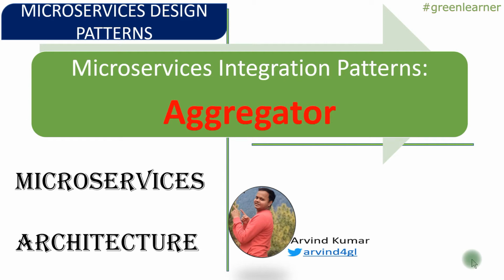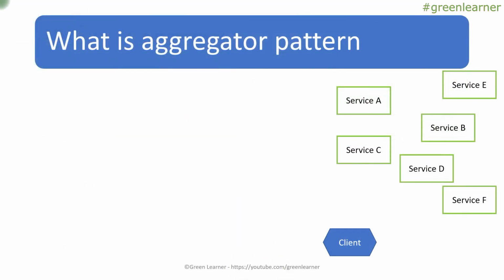Hey everyone, under microservices integration patterns, in this video we are going to look at the aggregator pattern. The aggregator pattern is all about combining the responses of different microservices as per the need of the client service. So what is this all about, how can we aggregate, and what are the different patterns under the aggregator pattern? Let's go ahead and analyze that. So what is the aggregator pattern?